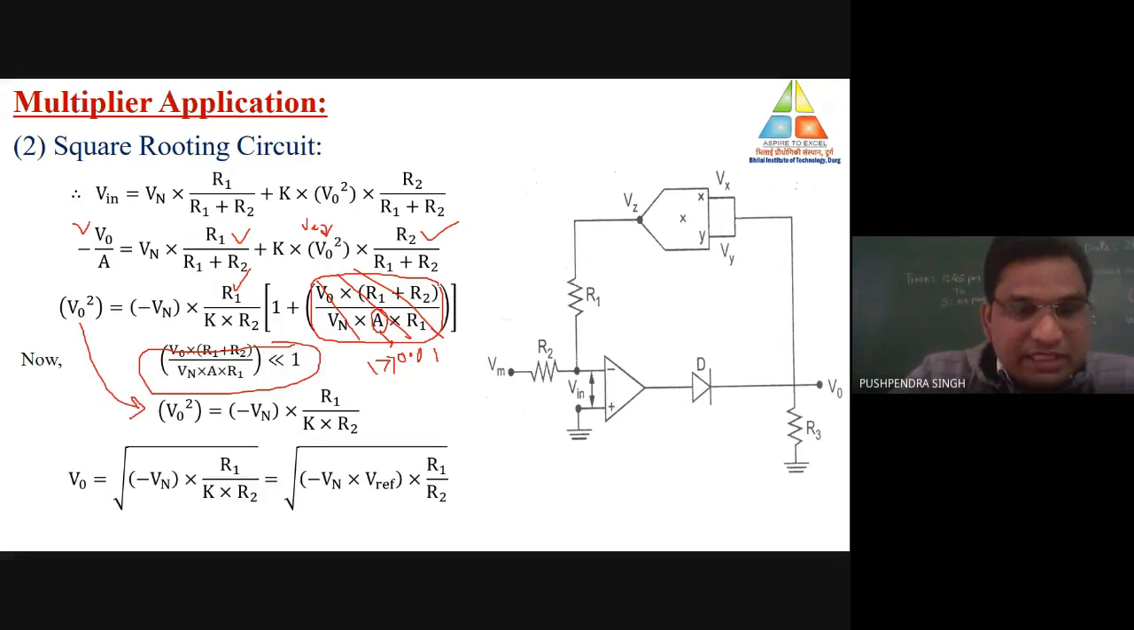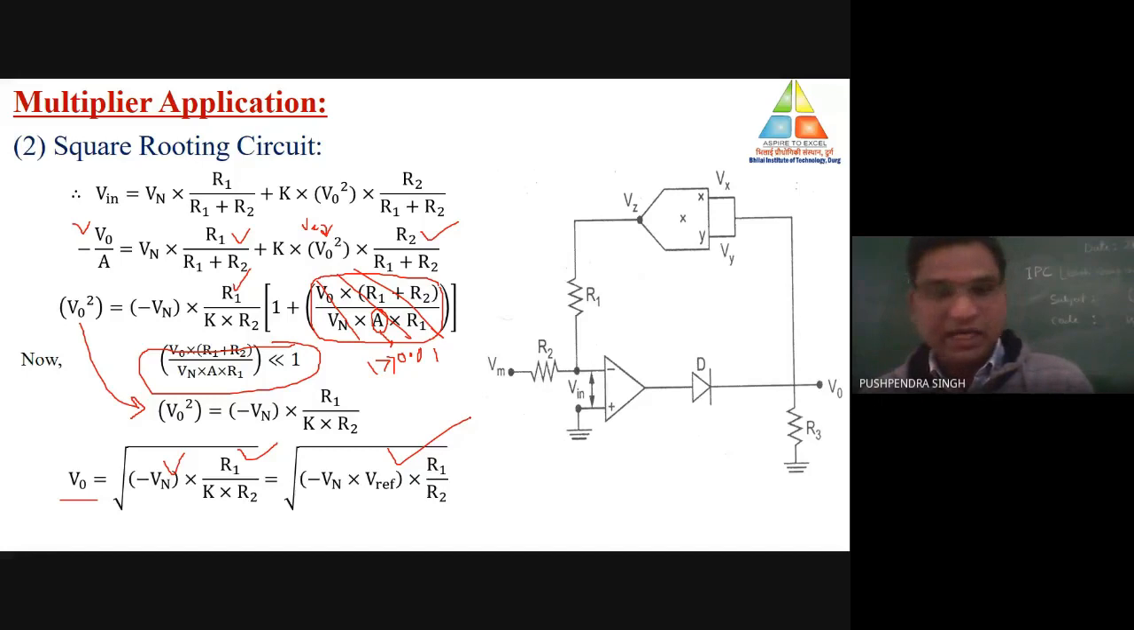So V naught square is equal to minus of Vin R1 divided by K R2, or from there the value of V naught will be under root of minus of Vin R1 divided by K into R2. What is the value of K? K is equal to 1 by V reference. So substitute the value of K as 1 by V reference. So the final value is the square root of minus of Vin into V reference into R1 by R2.